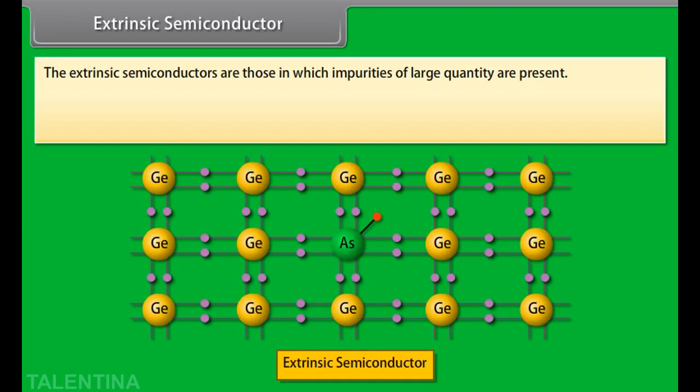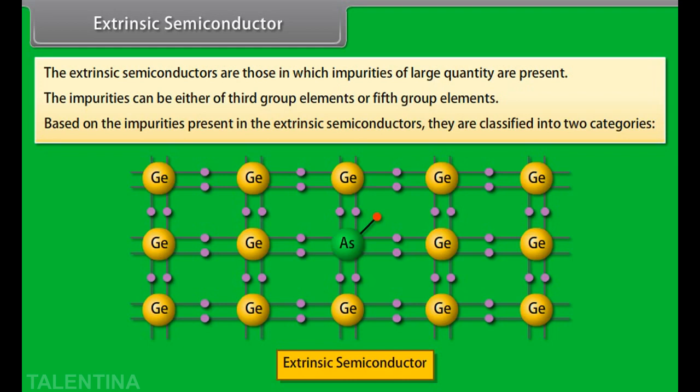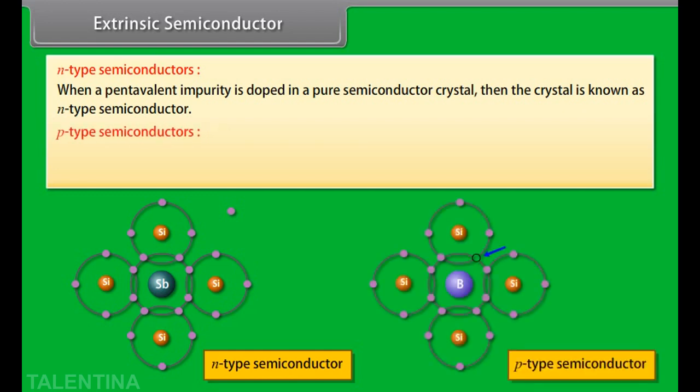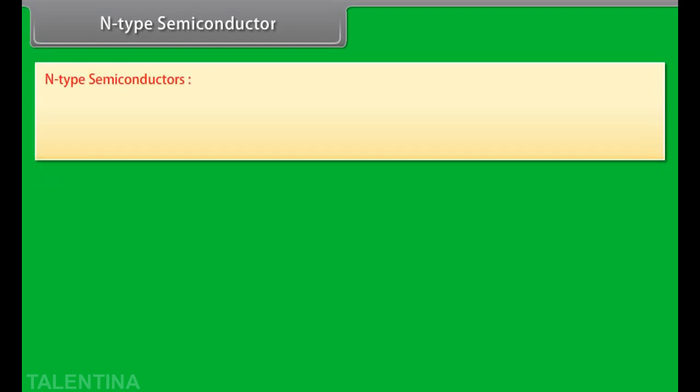Extrinsic semiconductor. Extrinsic semiconductors are those in which impurities of large quantity are present. The impurities can be either third group elements or fifth group elements. Based on the impurities present, they are classified into 2 categories. N-type semiconductor. When a pentavalent impurity is doped in a pure semiconductor crystal, the crystal is known as an N-type semiconductor. P-type semiconductor. When a trivalent impurity is doped in a pure semiconductor crystal, the crystal is known as a P-type semiconductor.